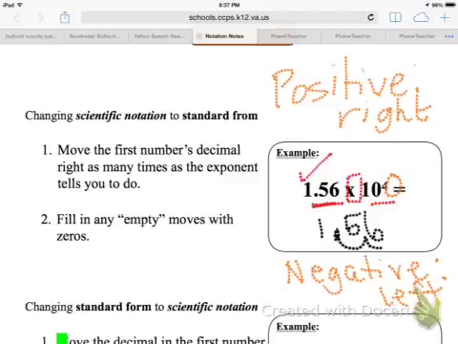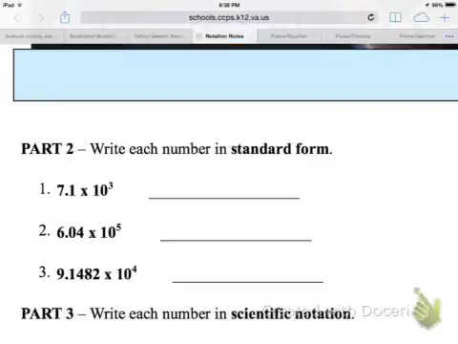1, 2. Now, I've only moved twice and I am out of numbers. Step 2 says that if you run out of moves, you're going to add zeros. So I'm out of moves, so I add one more move, that makes 3. One more move makes 4. So my answer for that particular problem is 15,600.